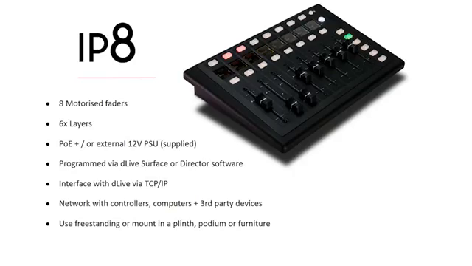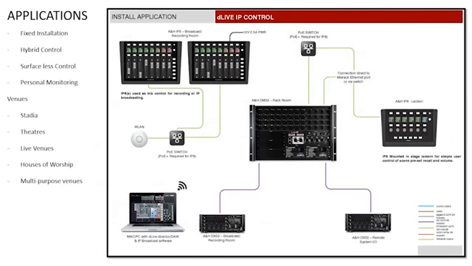I have a few examples of applications for the IP6 and IP8. And in this first example, this is a generic installation. It could be an educational venue, or it could be a theater or a house of worship, where we have a DM32 mix rack with some expander boxes. And you might notice that there's no DLive surface pictured in this diagram.